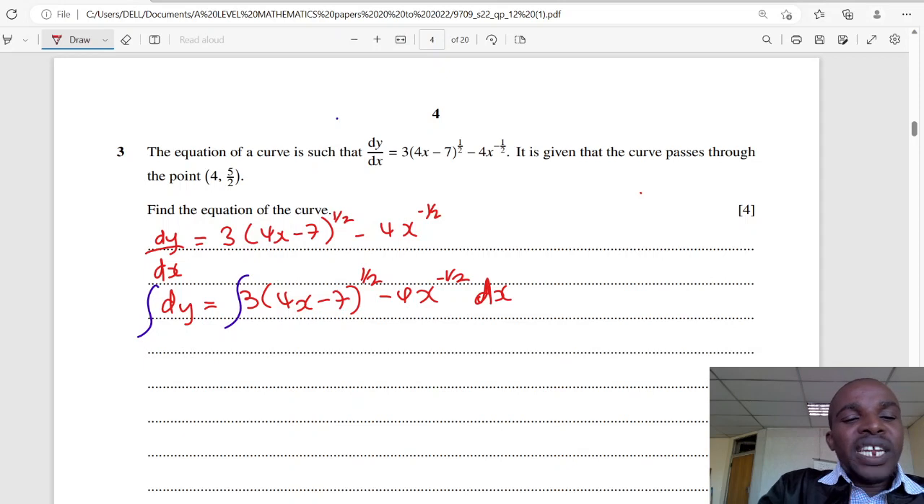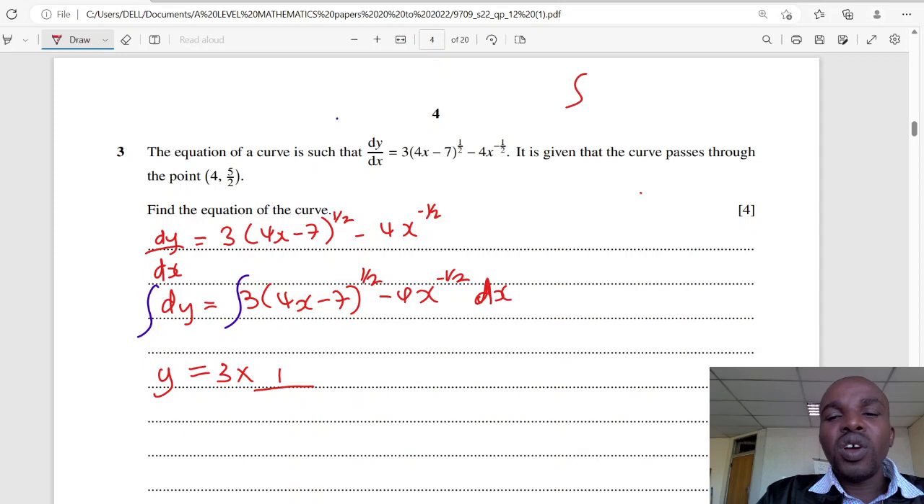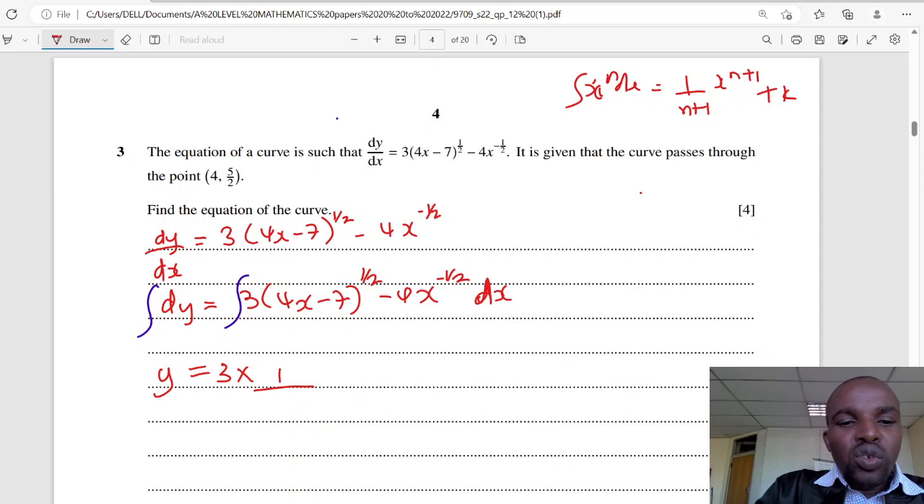So integrate dy, you get y is equal to, then this part, 3 is a constant, you just maintain it. Then you say 1 over n plus 1, the integration of x to the power n dx. So it will be 1 over n plus 1, x to the power n plus 1, then plus a constant. Right. So it will be half plus 1.